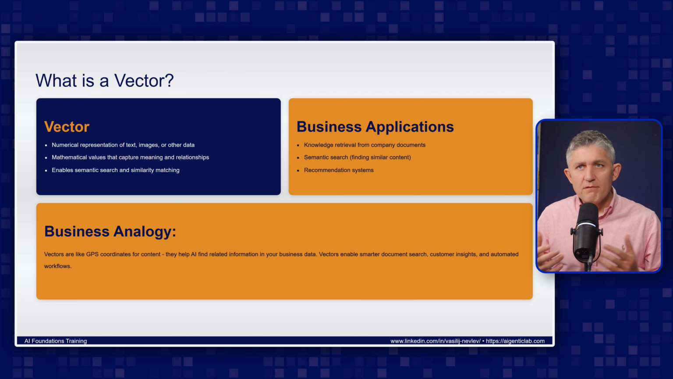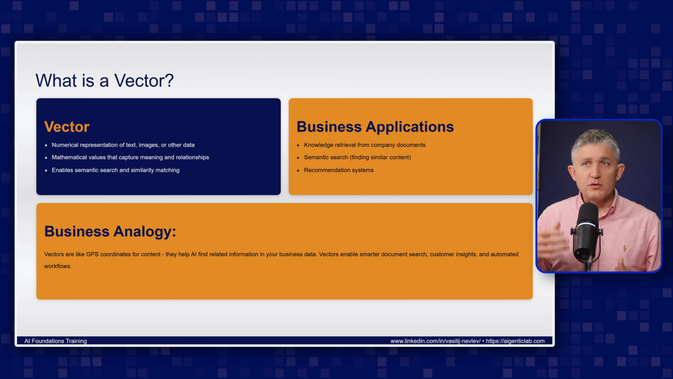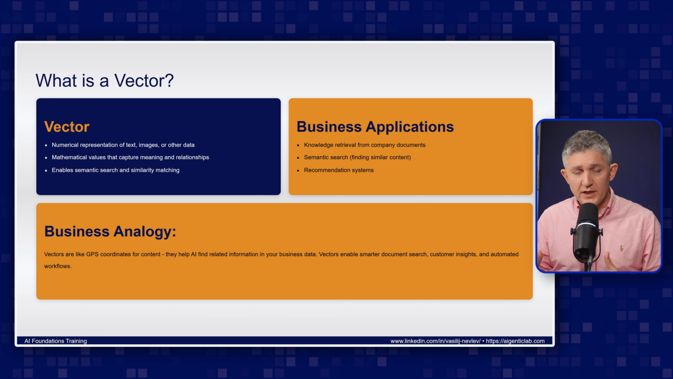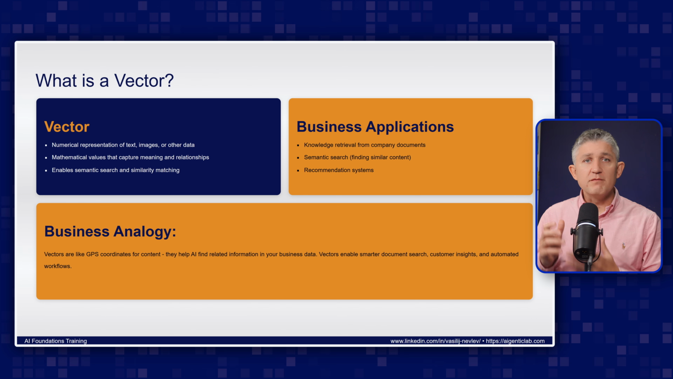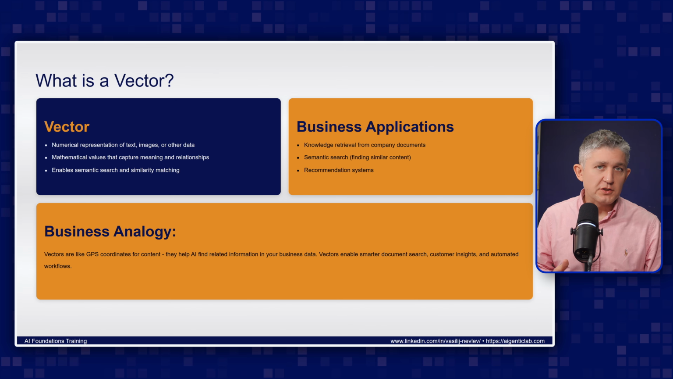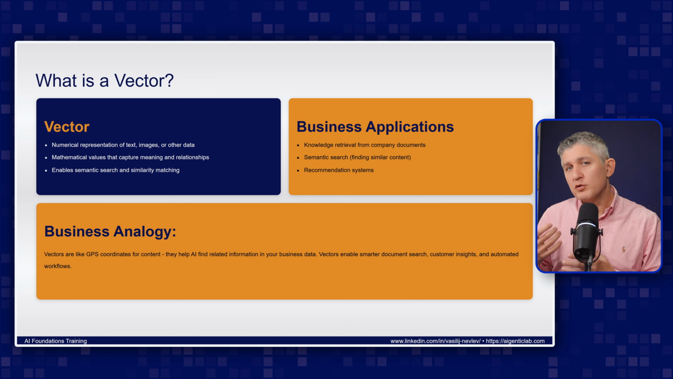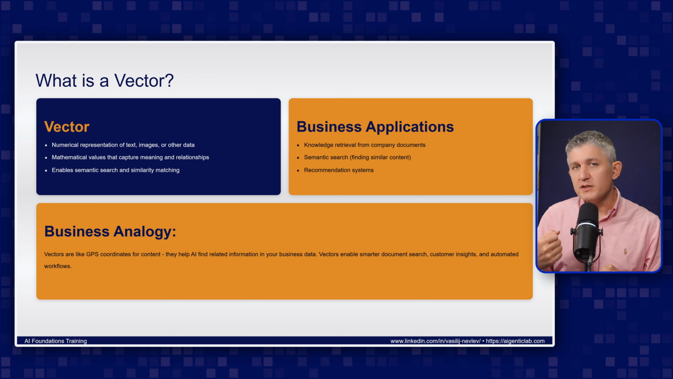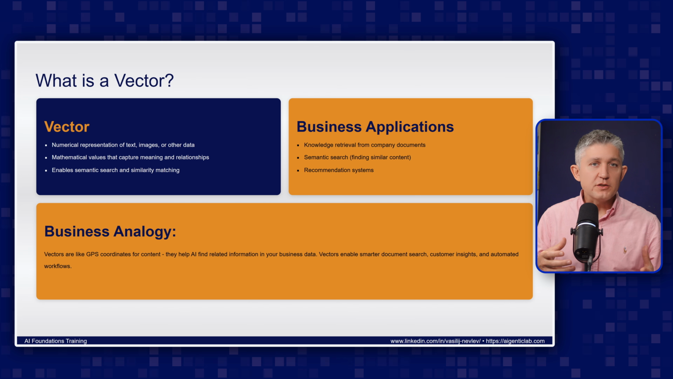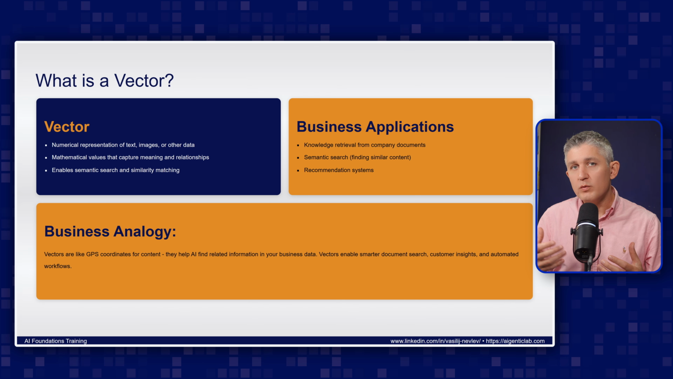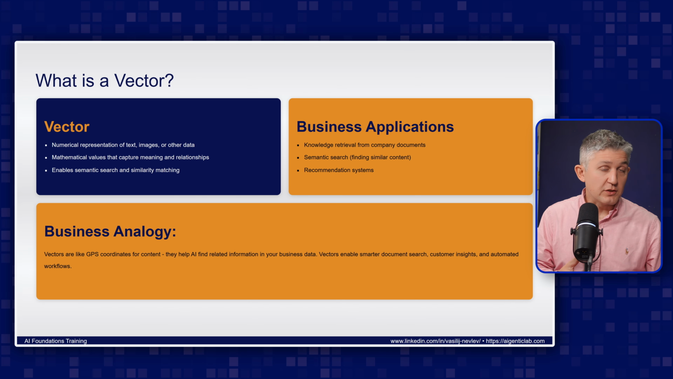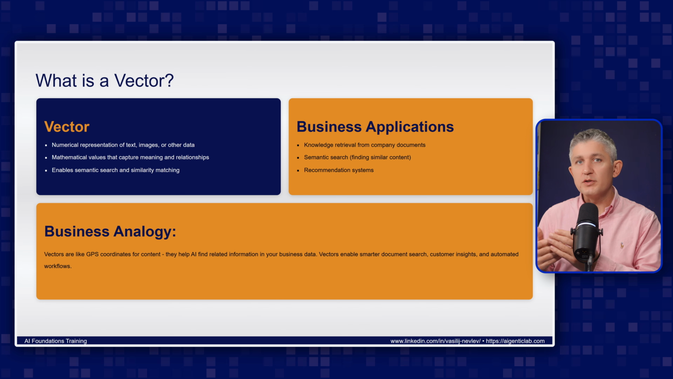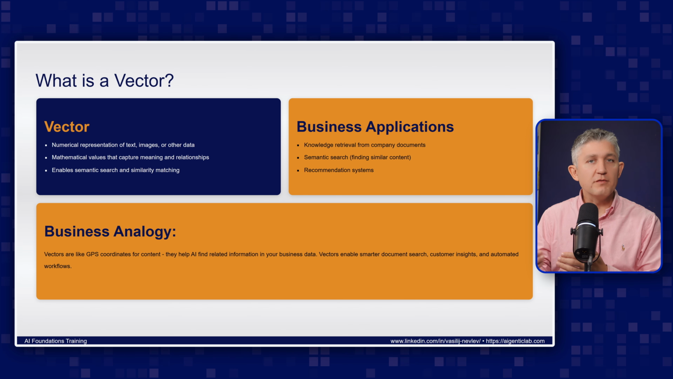What is a vector? A vector is a numerical representation of text, images, or other data. It's simply mathematical values that capture meaning and relationships. Large language models, if you remember we talked about tokenization, don't work with actual raw words. Each word is represented as a vector. Now, the vectors that your model has access to will directly impact the quality of the output, as it simply tries to predict the next most probable vector.